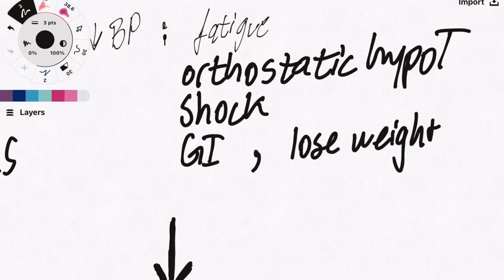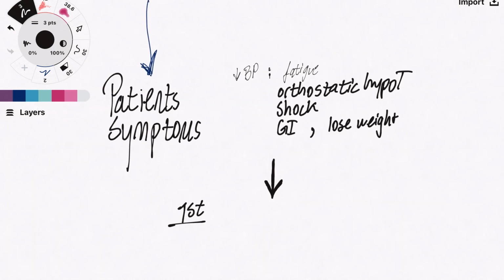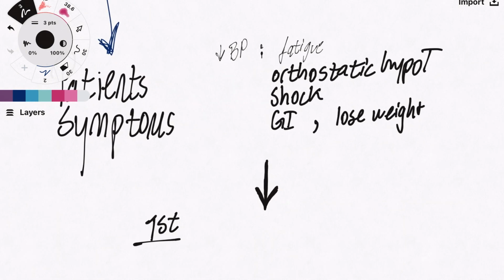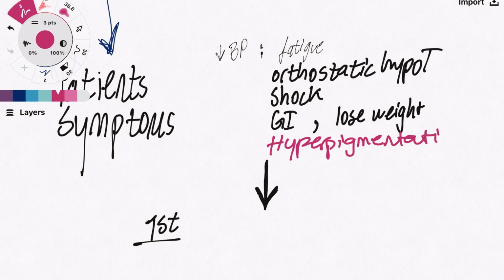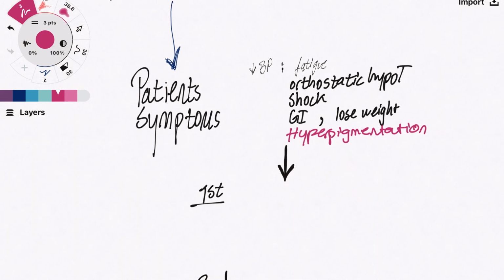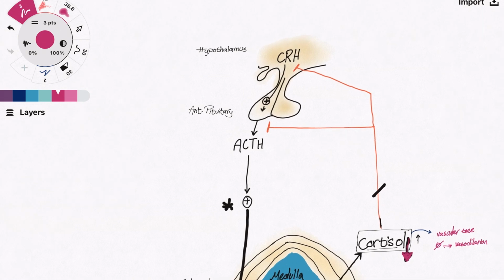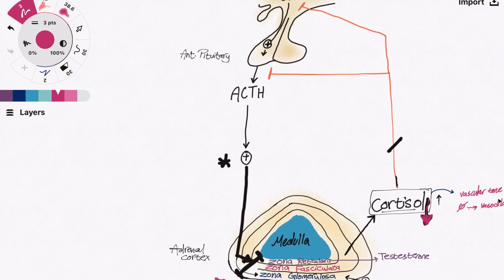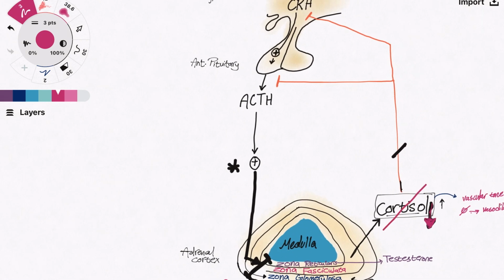Okay? Now, what else is very, very characteristic, very, very important in this case is hyperpigmentation. What does this mean and why does it happen? Let's get back to the axis. As we said, if there's no cortisol, this means there is no inhibition of the ACTH. Therefore, the ACTH level is going to be high, right?